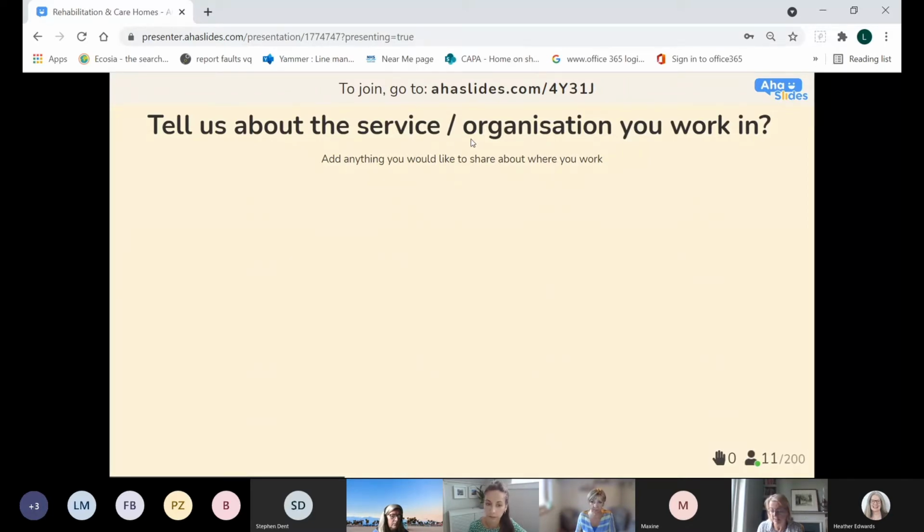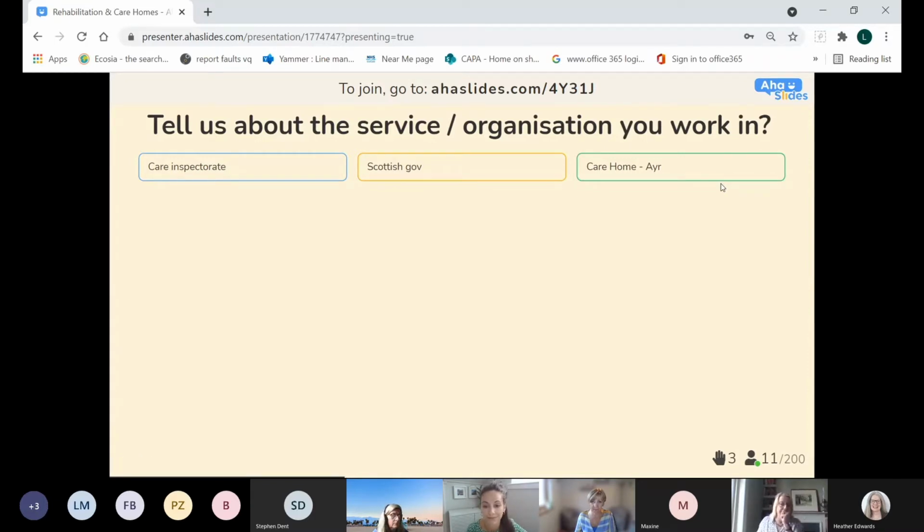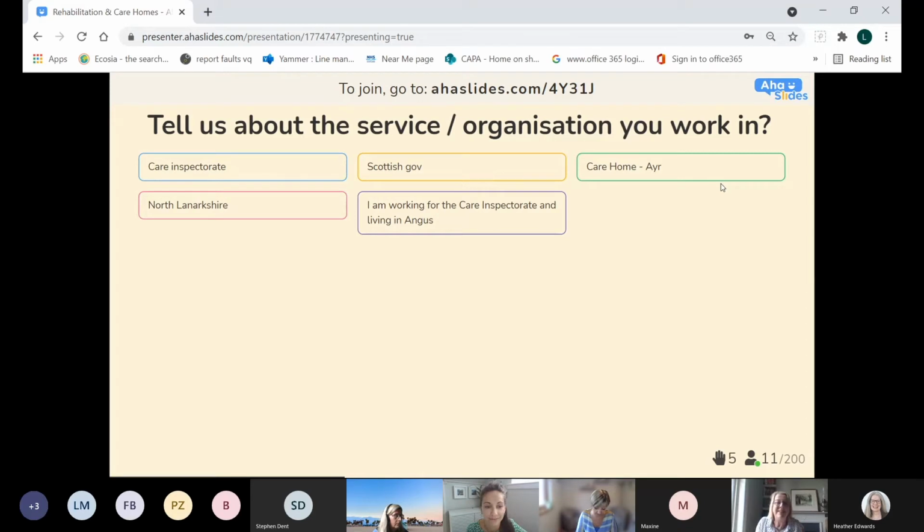So I'm going to type in that I'm working in the care inspectorate, and you can see it popping up there. So that's what will happen to your words. So maybe you have something that you can add. Really nice to hear. There's somebody in the Scottish Government. Might be Beth or Bryony.